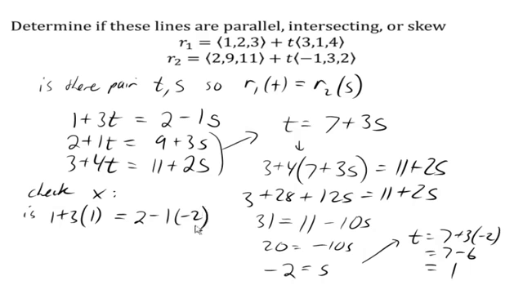Well, let's see. 1 plus 3 is 4. Is that equal to 2 minus a -2, which is 4? Yes. And so that tells us that not only are the y and the z components equal, but the x components are equal as well. And knowing that, that tells us these lines intersect.